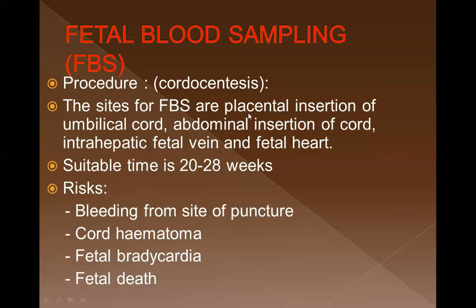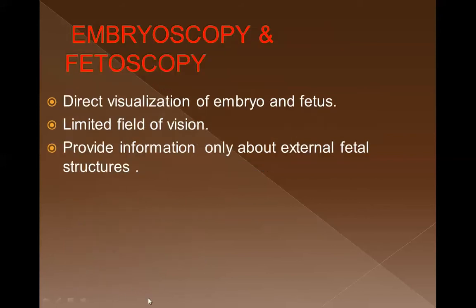Site for the fetal blood sampling: placental insertion of umbilical cord, abdominal insertion of the cord, intrahepatic fetal vein and fetal heart. These are the positions where the sample could be taken from. Suitable time is 20 to 28 weeks. The risks are bleeding from the site of puncture, cord hematoma, fetal bradycardia, fetal death.